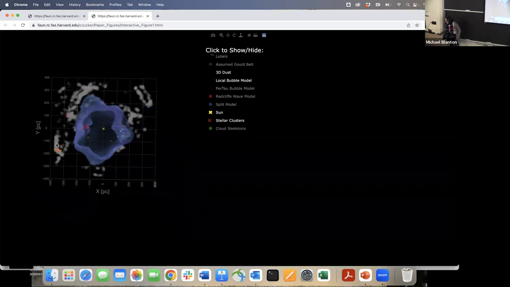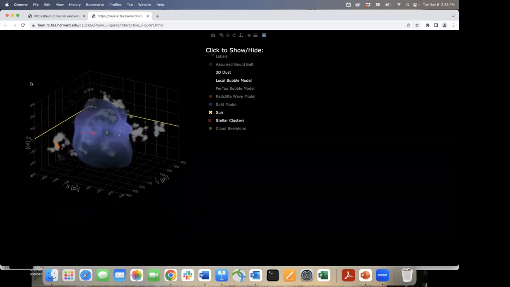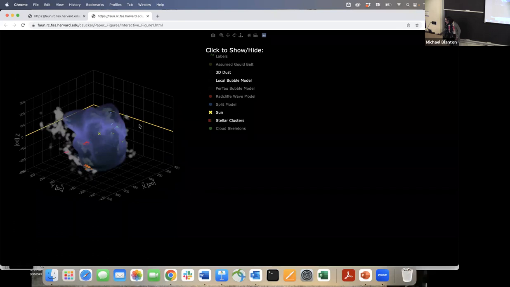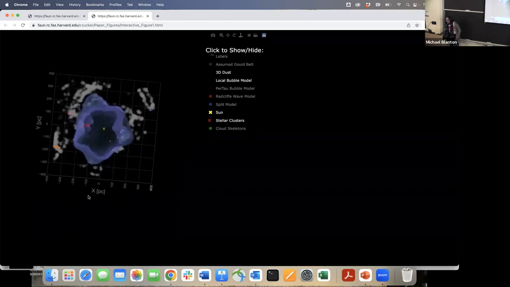So these ones, those actually lie on a different bubble. The problem is I'm only showing one bubble at the moment. But this is part of a very famous region called the Orion Eridanus superbubble. And so there's a bubble over here, there's a bubble over here, there's one right here. I'll actually show you.